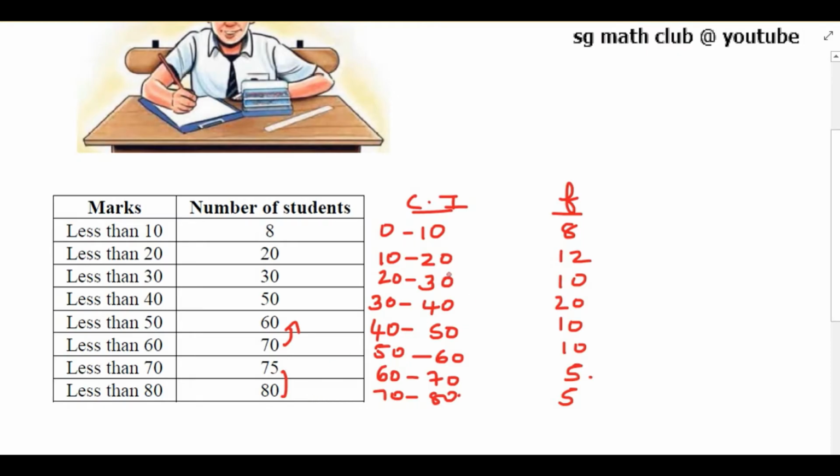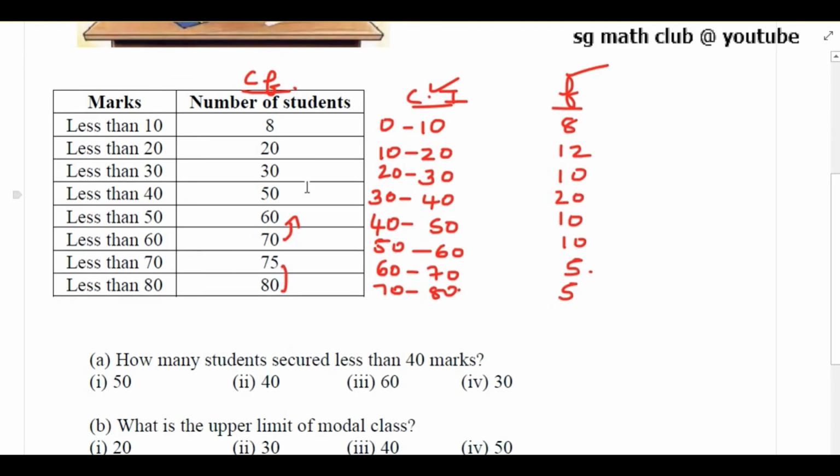Now let's see how to solve the question. So we have class interval, frequency as well as cumulative frequency. How many students secured less than 40 marks? That directly from this table you can write 50 students have scored less than 40 marks.